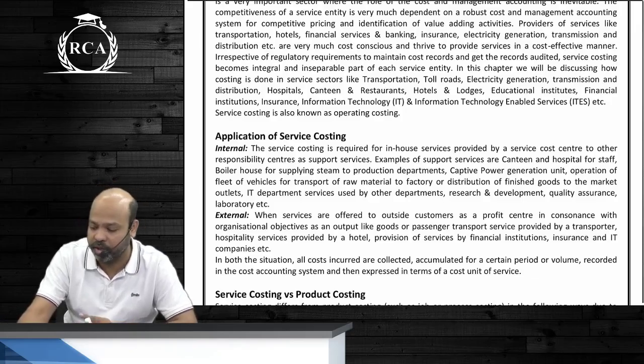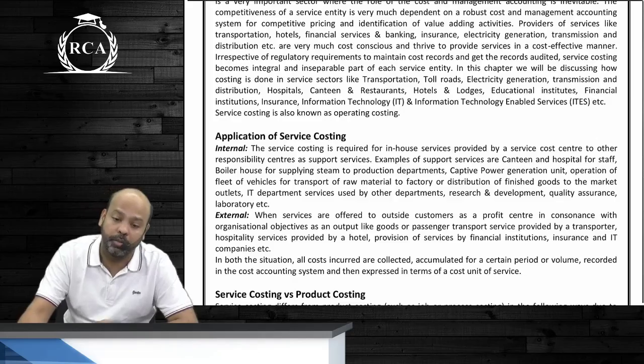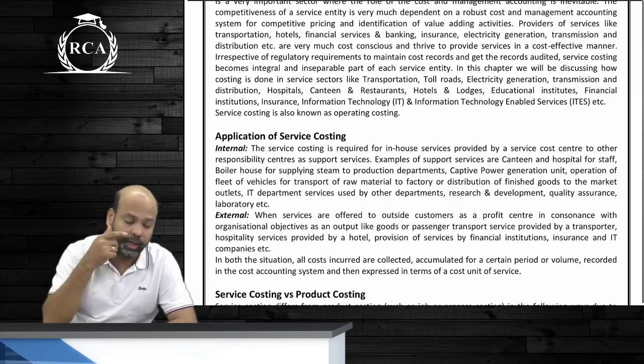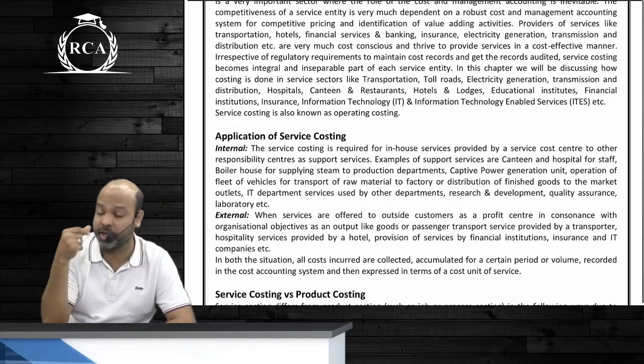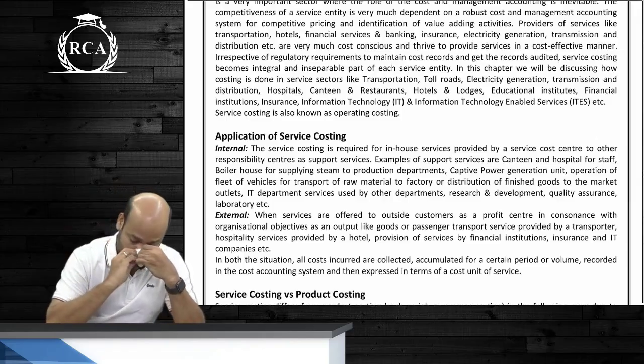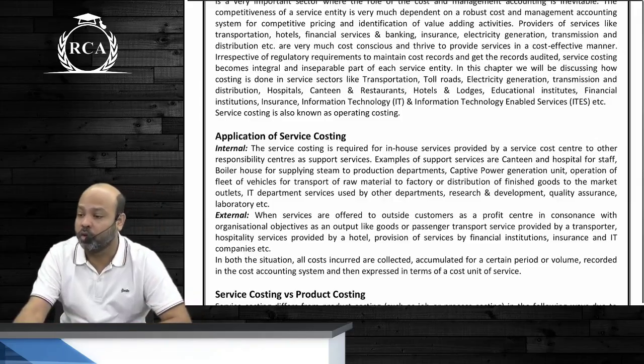For passenger transportation, what do you think will be the cost unit? Per passenger per kilometer. If you talk about a hotel, room stay, accommodation, what will it be? The cost will be per room per day.